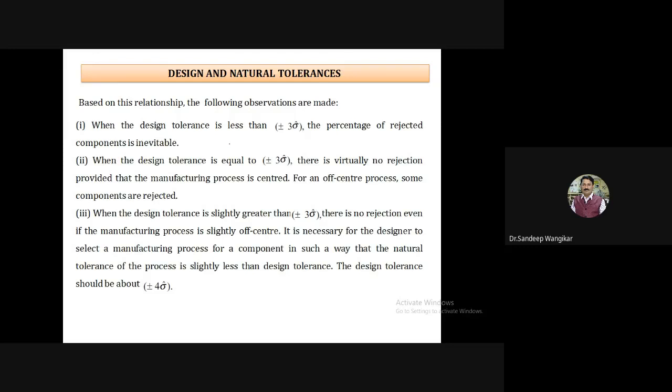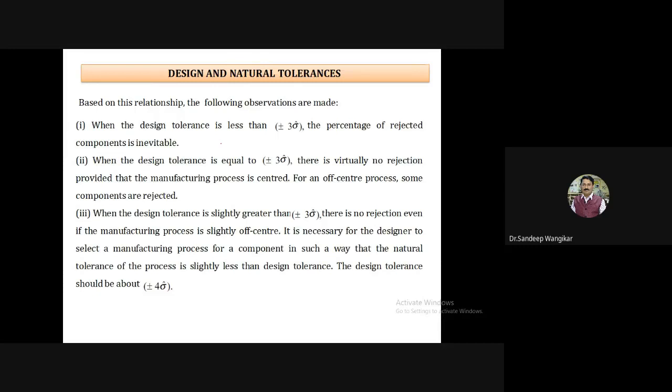That is, the manufacturing process is centered. For an off-center process, some components may be rejected. If the design tolerance is slightly greater than plus minus 3 sigma, there is no rejection even if the manufacturing process is slightly off-center. So if it is less than plus minus 3 sigma, rejection will be there. Equal to plus minus 3 sigma, virtually there will be no rejection, but some components may be rejected in this case. And if it is greater than plus minus 3 sigma, no rejection will be there.